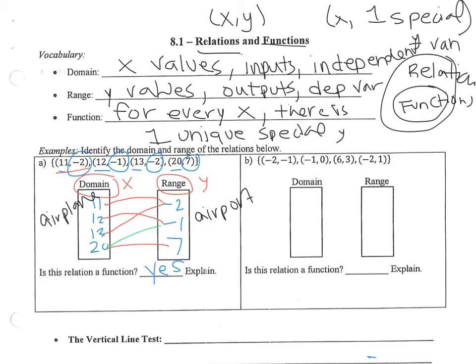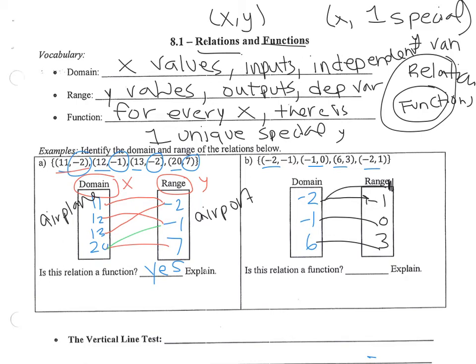So domain, list all the x values, just how they come up and don't repeat. So -2, -1, and 6. Again, I don't need to write this -2 twice. So now I'm going to do the y values. -1, 0, 3, and I don't need to write 1 again. So -2 goes with -1, -1 goes with 0, 6 goes with 3, and then -2 goes with, oops, I forgot +1. I missed that +1.